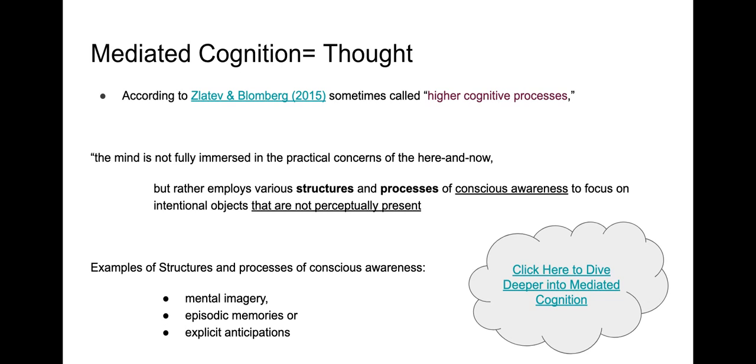Sometimes called a higher cognitive process or higher cognitive processes. And basically, mediated cognition is thought, is the act. It is that act of thinking, the thought in and of itself, the product. And so it's a higher level cognitive process. And it's when the mind is not fully immersed in the practical concerns of here and now. So, there are certain things that the mind has to focus on.